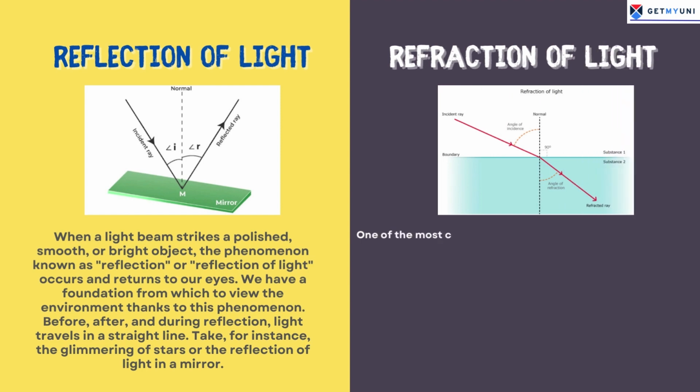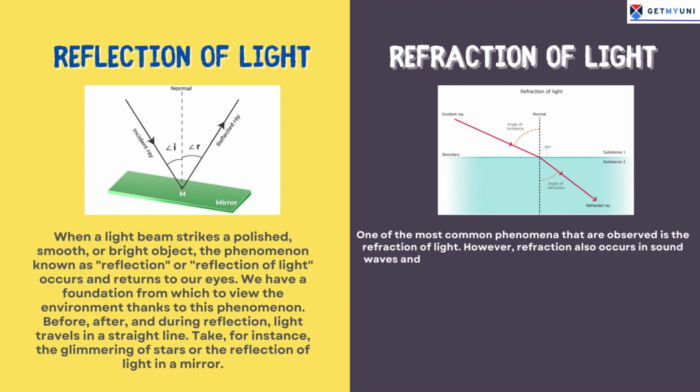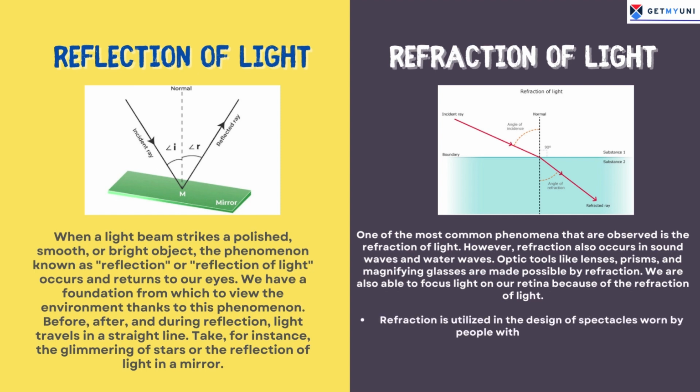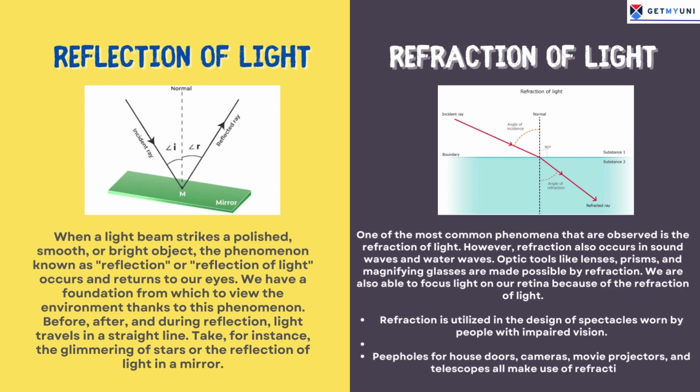Refraction of light. One of the most common phenomena that are observed is the refraction of light. However, refraction also occurs in sound waves and water waves. Optic tools like lenses, prisms, and magnifying glasses are made possible by refraction. We are also able to focus light on our retina because of the refraction of light. Refraction is utilized in the design of spectacles worn by people with impaired vision. Also, peepholes for house doors, cameras, movie projectors, and telescopes all make use of refraction.